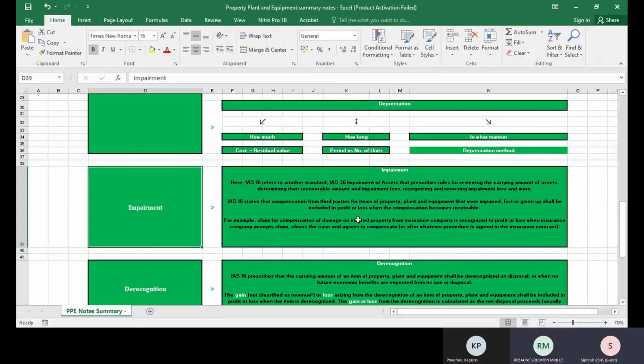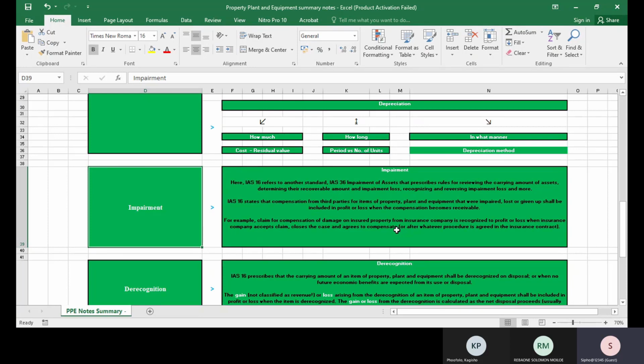And then impairment, we're not going to go into detail because we're still going to go through impairment when we discuss IAS 36, one of the topics we're going to have as a lecture. So here, IAS 16 refers to another standard, IAS 36 Impairment of Assets, that prescribes rules for reviewing the carrying amount of an asset, determining the recoverable amount, recognizing and reversing impairment losses. IAS 16 states that compensation from third parties for items of property, plant and equipment that were impaired, lost or given up shall be included in profit or loss when the compensation becomes receivable.